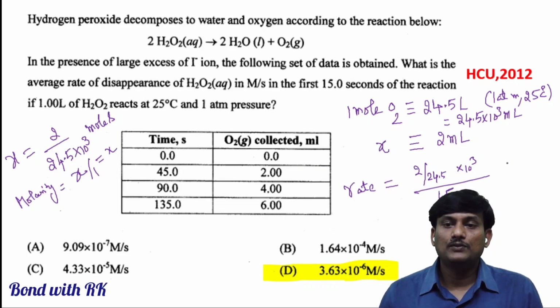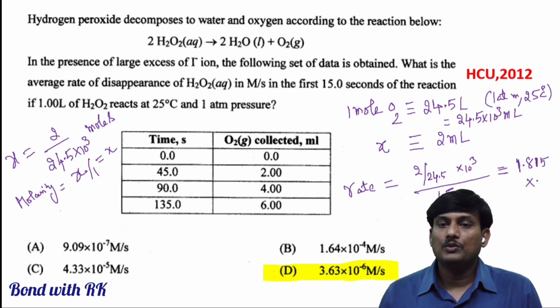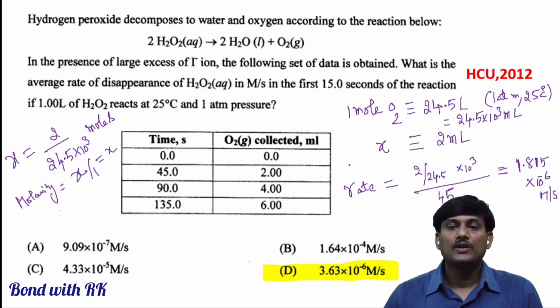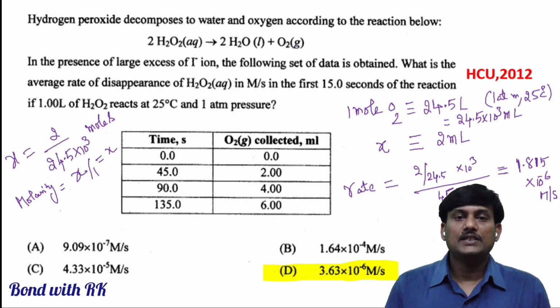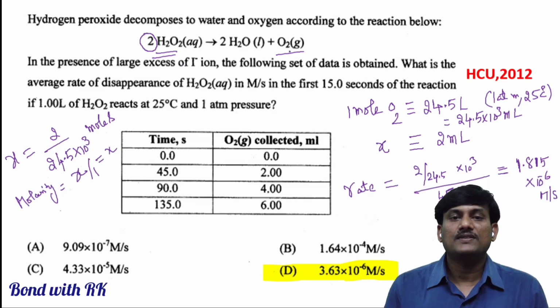So finally you will get around 1.8115 into 10 to the power of minus 6 molarity per second. This is the rate of appearance of oxygen. When you compare the rate of appearance of oxygen and the rate of disappearance of H2O2, the rate of disappearance of H2O2 is 2 times the rate of appearance of oxygen.